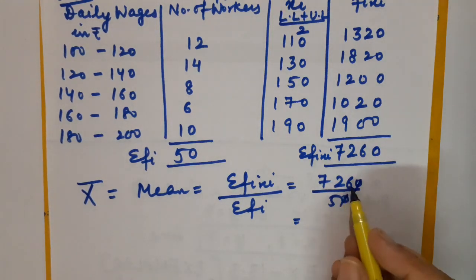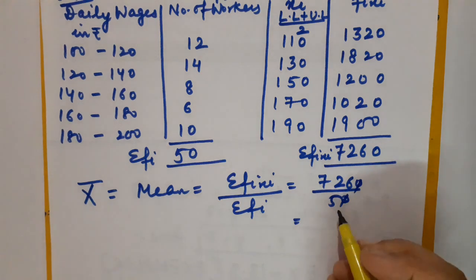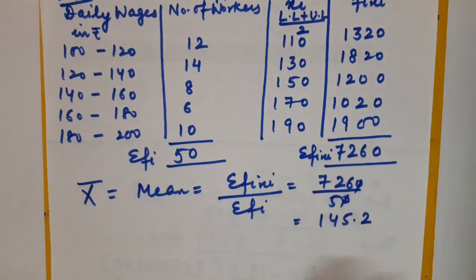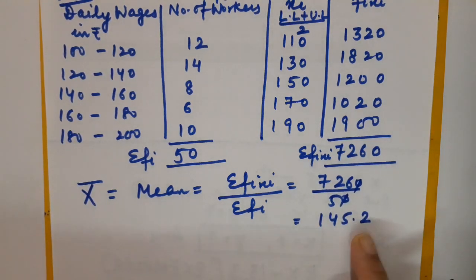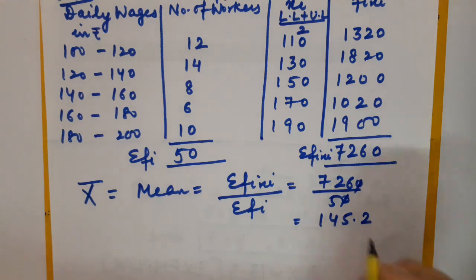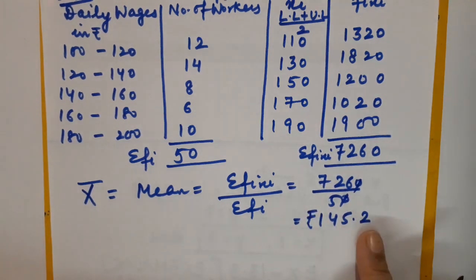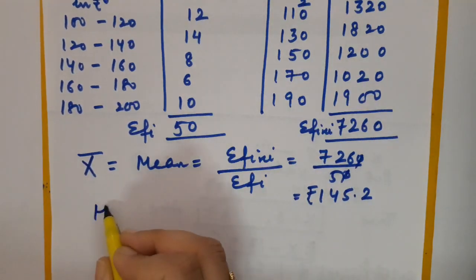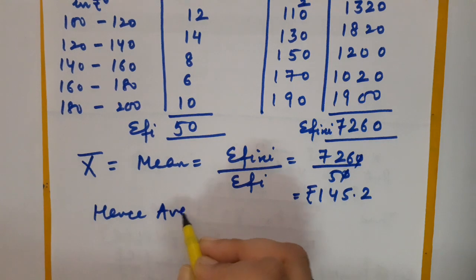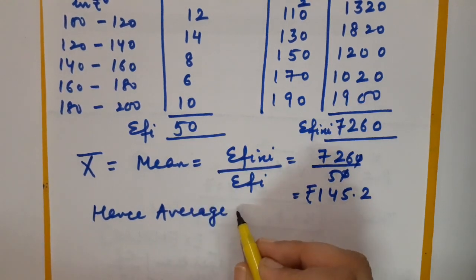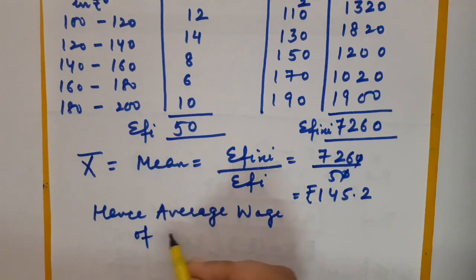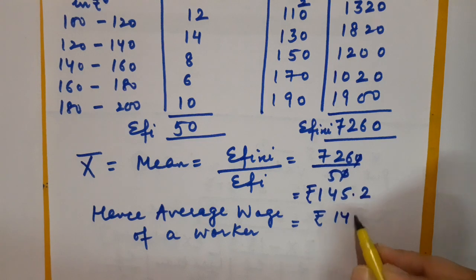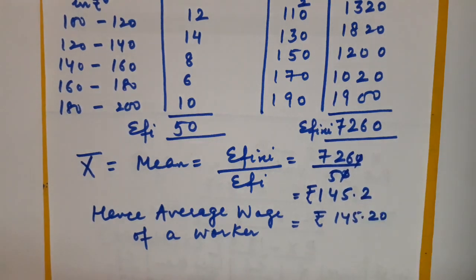So divide 726 by 5. I will be getting 145.2. So what is the average wage of a worker? That is rupees 145.2. Correct? So you can write, hence, the average or the mean wage of a worker is rupees 145.20. Okay.